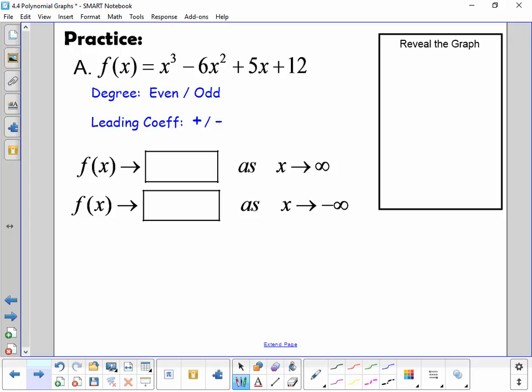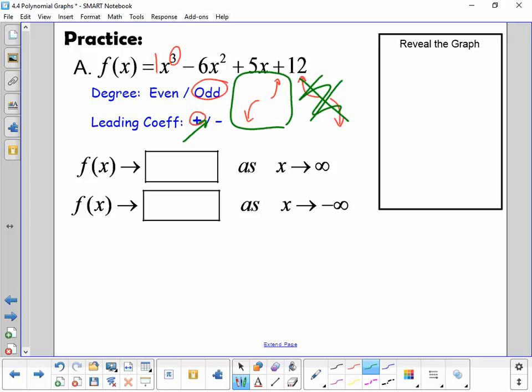Okay, so let's see. F of x equals x to the third minus 6x squared plus 5x plus 12. Well, right away I can tell this function has an odd degree because it's degree 3. That's an odd number. And the leading coefficient is 1. That's a positive number. So because the function is odd, I know it's either going to be this or this, one or the other. Because it's odd and positive, positive tells me overall it's increasing, so it's going to be this one.